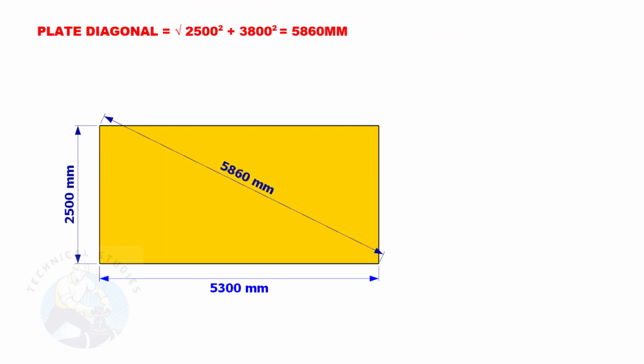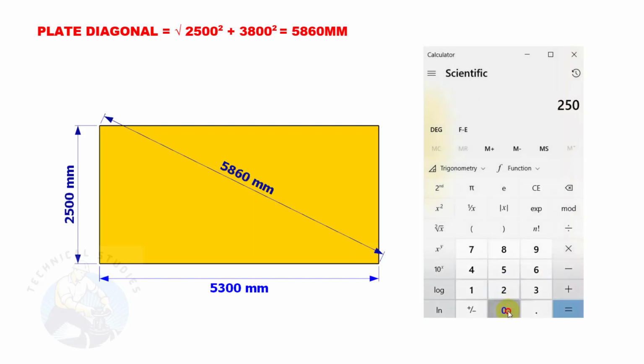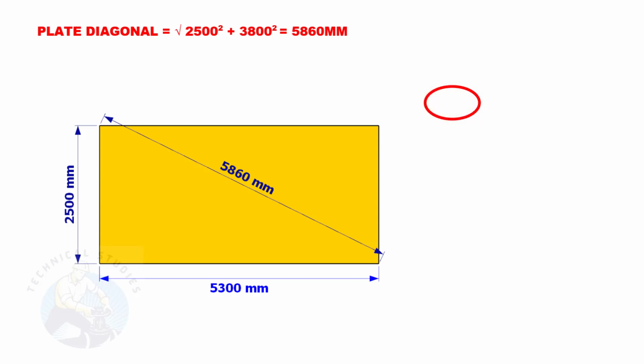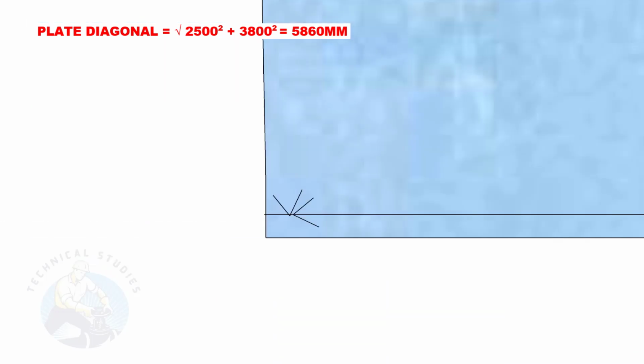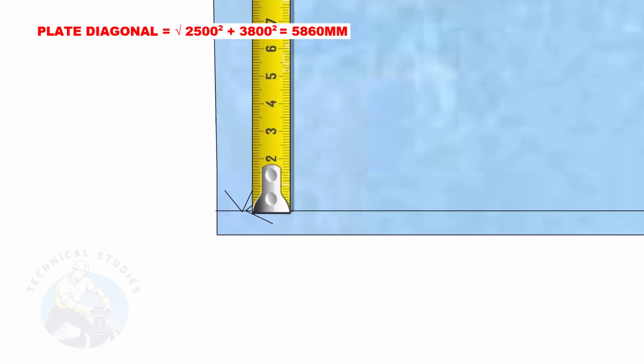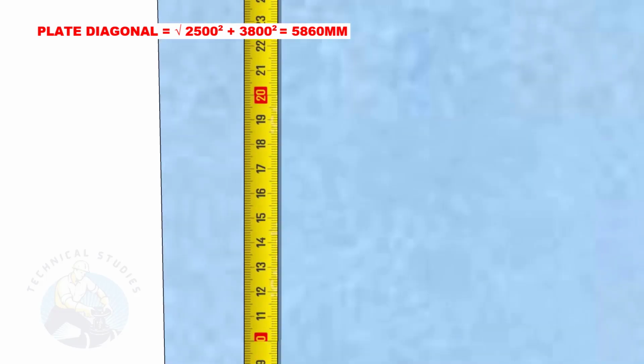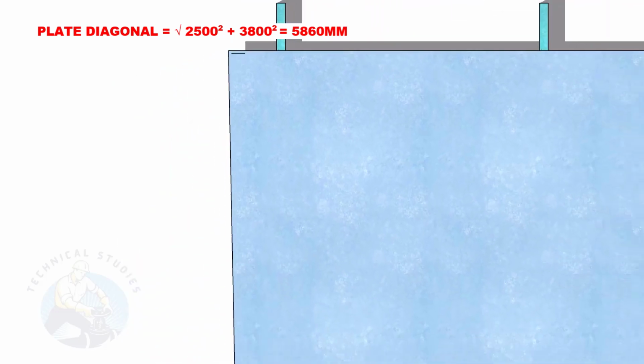Since the size of the plate we are going to mark is 2500 mm by 5300 mm, let us calculate the diagonal of the plate. Mark 10 mm back from the plate's edge. Draw a small arc of 2500 mm as shown. Mark 5300 mm to the other end of the plate.